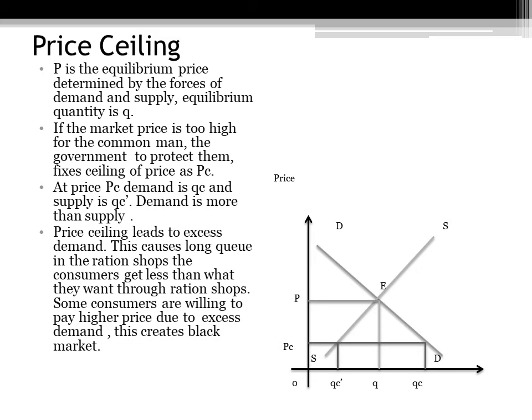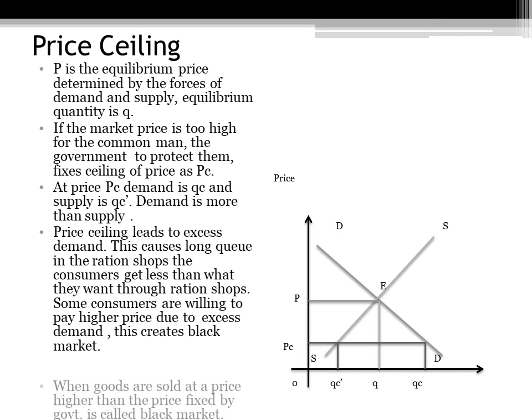This causes long queues in the ration shops. The consumers get less than what they want through ration shops. So some consumers are willing to pay a higher price due to excess demand. When demand is more than supply, it causes excess demand, and due to this, there are long queues in the ration shops, and consumers get less than what they want. But some consumers are willing to pay a higher price.